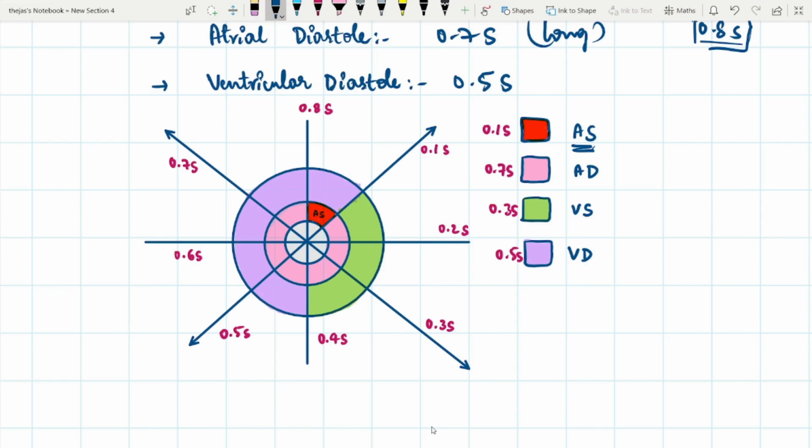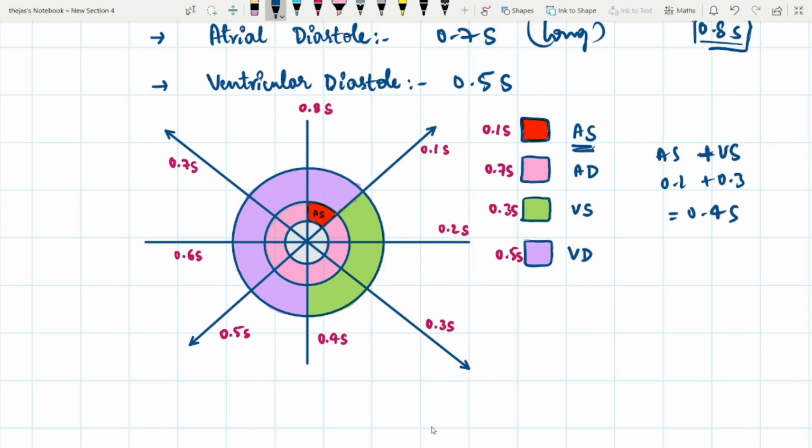Just after the completion of atrial systole, the ventricular systole has started. So there is not that much overlap between them. We can almost say they are separate phases. So atrial systole and ventricular systole almost occur separately. So 0.1 second plus 0.3 second is equal to 0.4 second. This is the systolic phase.